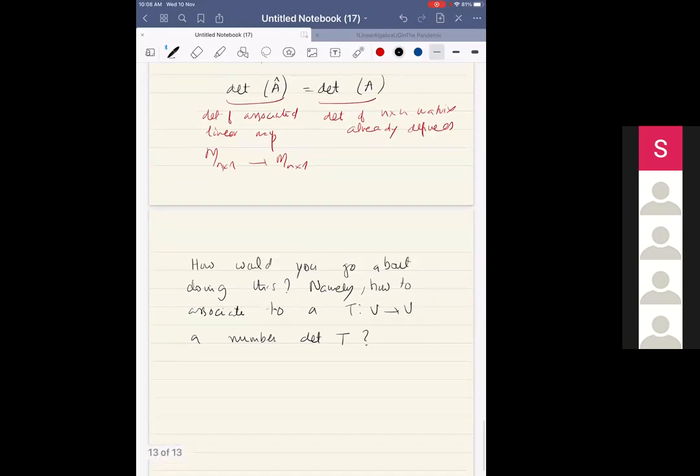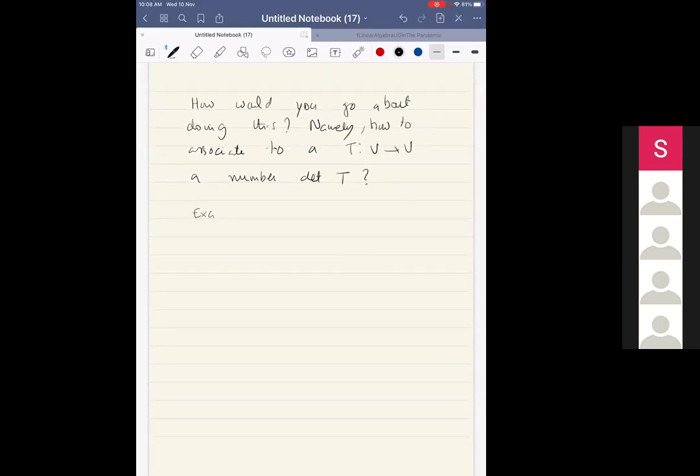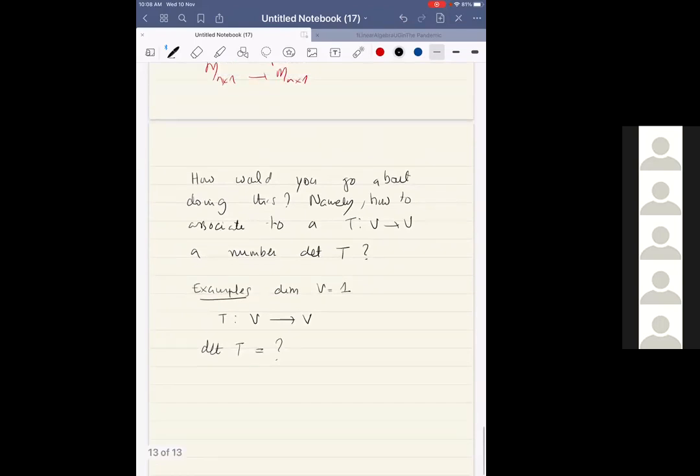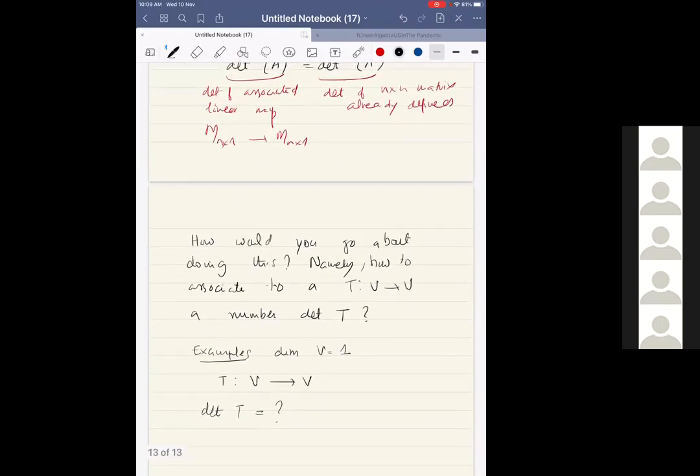So, for example, let's do this example. Dim V equal to 1. Then supposing I'm given a linear map from V to V. I have a one-dimensional vector space, and I have a linear map from the vector space to itself. What should be its determinant? Take your time, think about this. And this is, in fact, a good way of revising your understanding of what has happened in the course so far.